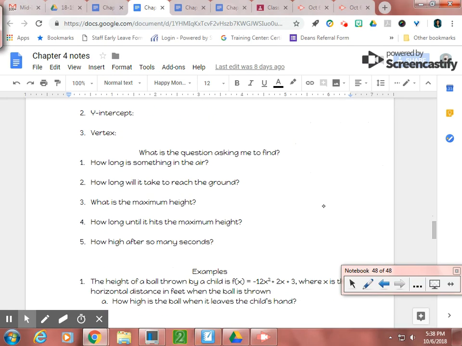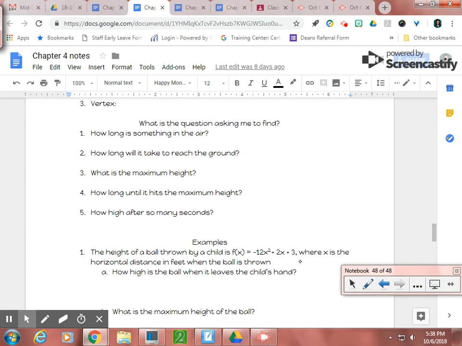So now let's go through and read these and ask, what is it asking me for? How long is something in the air? That means how long does it take to get from here to here, the up to the down. So you're calculating to get to a bottom point, so that's a zero. How are you going to find zeros?